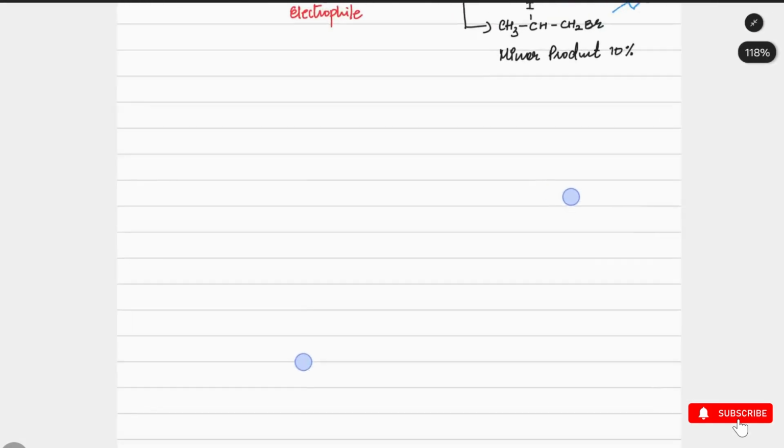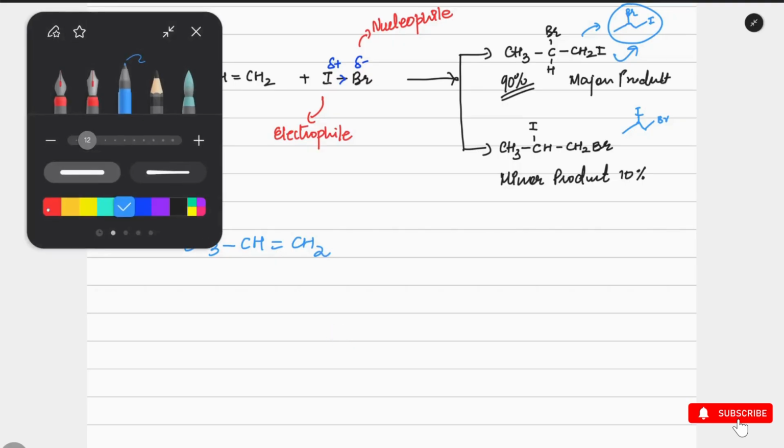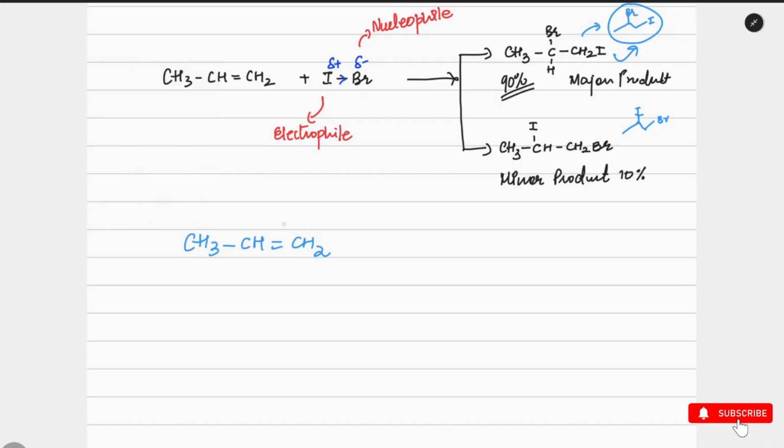I'll show it over here only. First of all, we get CH3, CH, and CH2, correct? So let's assume what will happen here. In this propene, this pi bond will break and it probably comes here. So if it comes here, we show it as CH3, C, right?